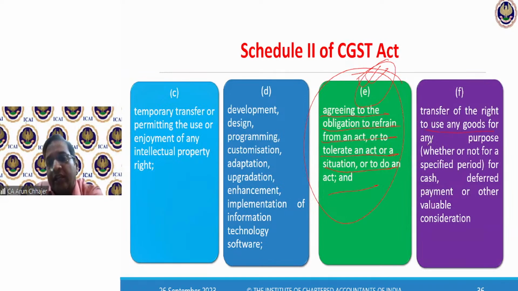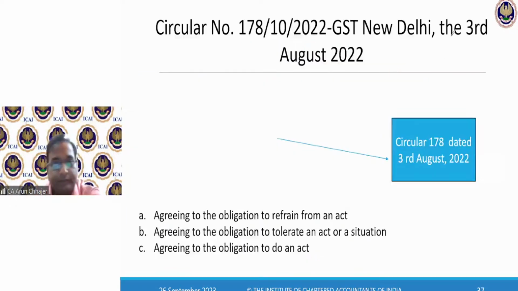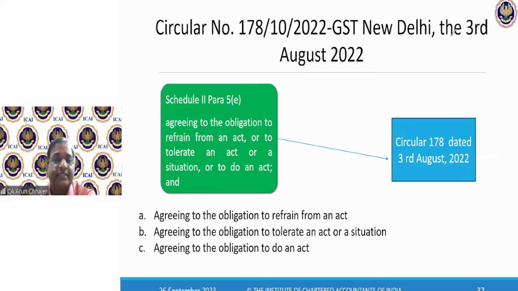Transfer of the right to use any goods for any purpose for cash, deferred payment, or other valuable consideration is a supply of service. Okay. That circular we will discuss in the next class.